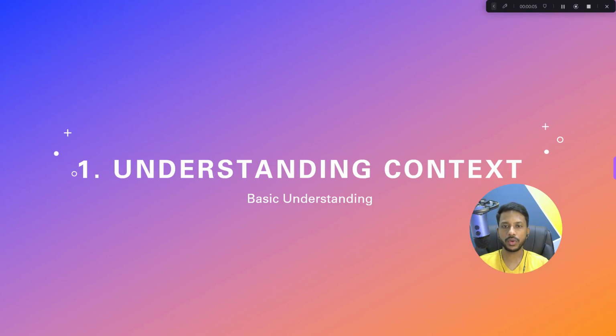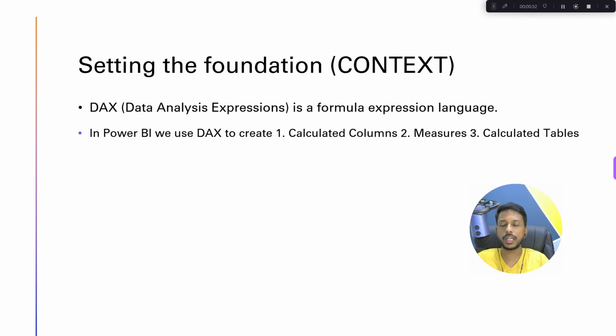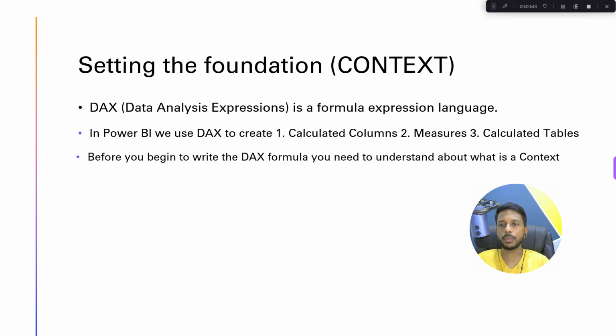In this video, we're going to understand what is a context. What is a DAX? DAX is basically Data Analysis Expressions. It is a formula expression language. In Power BI, we use DAX to create three things. One is calculated columns. Second is measures. And the third is calculated tables. Before you begin to write the DAX formula, you need to understand what a context is.